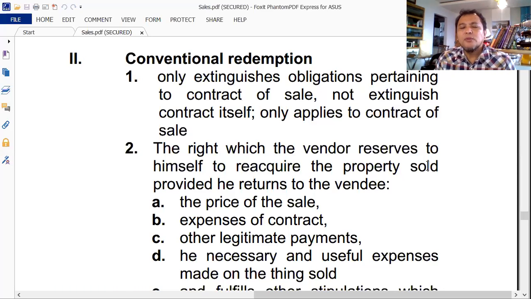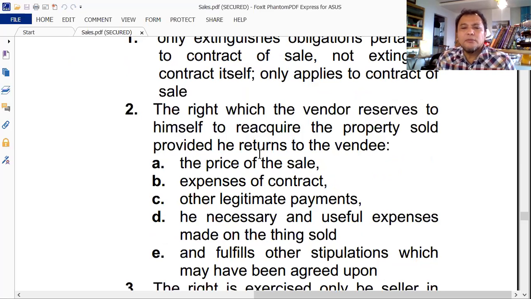So there are different types of redemption. First, we will discuss conventional redemption. Conventional redemption only extinguishes obligations that pertain to the contract of sale, but it does not extinguish the contract itself, because it only applies to a contract of sale. So the contract itself is not extinguished, because there is still the option for the seller to redeem the property. Conventional is taken from the word convene, meaning it's agreed between the buyer and the seller that the seller will repurchase or redeem the property in the future.